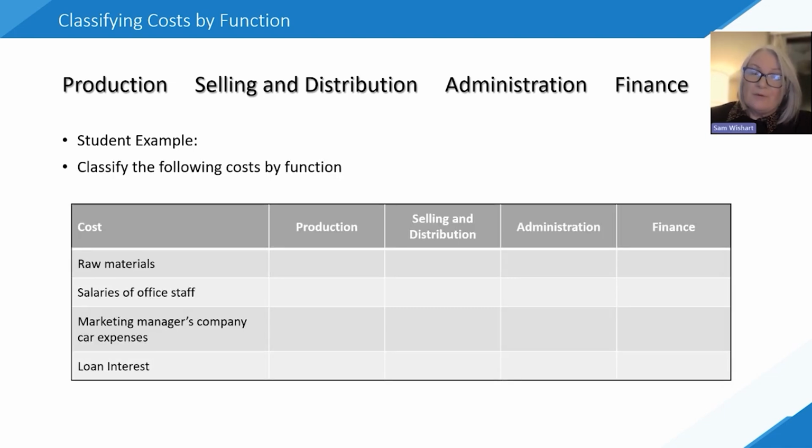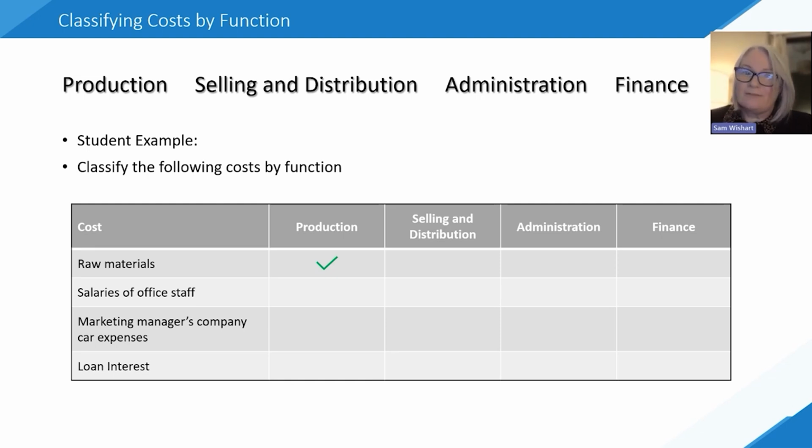Okay, so some examples now of categorizing costs by function. So we've got some costs on screen and I want you to tell me if these are production, selling and distribution, admin or finance. So are the raw materials, do you think, a production, selling and distribution, admin or finance cost? Again, just put the initial letter. Perfect. Yeah. We'll need the raw materials to produce the products, don't we? They're going to be included within our cost of production.